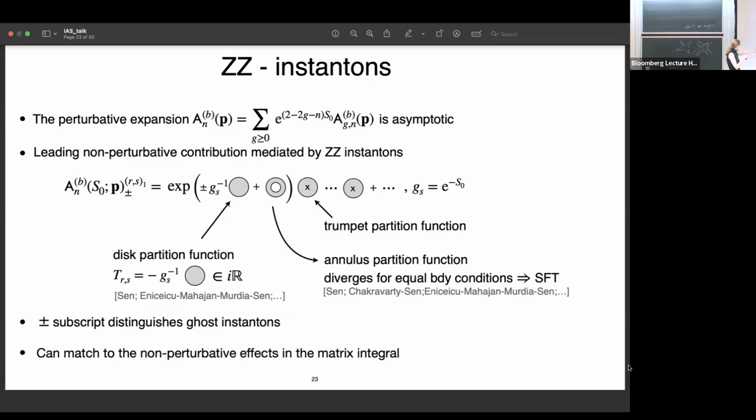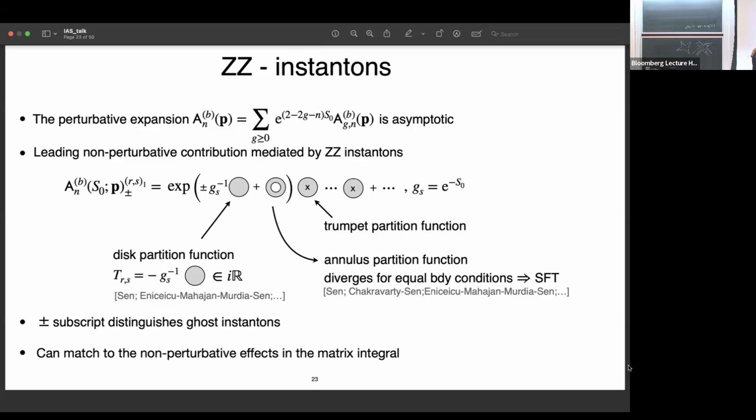I think it was very recent that people have uncovered that there are not just ZZ instantons, but also ghost instantons. The ghost instantons arise because the boundary condition is only fixed up to a sign. What this means in particular is that in this contribution here, there's a plus and minus sign. So if this object over here is real, then the ghost instantons are actually exponentially dominating over the ZZ instantons. Now, interestingly enough, for the complex Liouville string, this first contribution is purely imaginary, and so ghost and ZZ instantons are on equal footing.